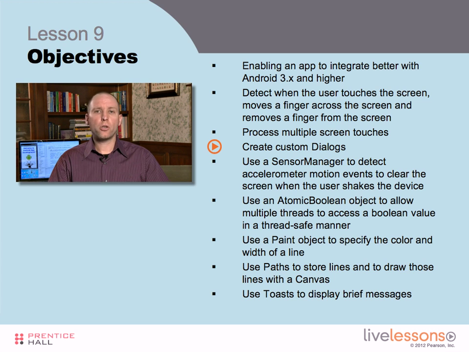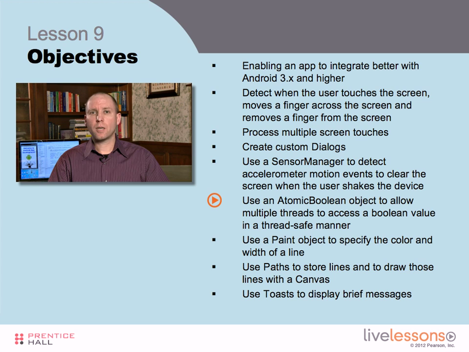We'll also be showing you how to build your own custom dialogues. So one of the custom dialogues that we have in this app allows you to set the thickness of the line that will be drawn, and another one allows you to set the color for the line that will be drawn. We'll use a sensor manager to do our shake to erase capability. So in particular, we're going to take advantage of the accelerometer so that if the user shakes the device, we will test for that and allow the user to erase the drawing via that shake event.